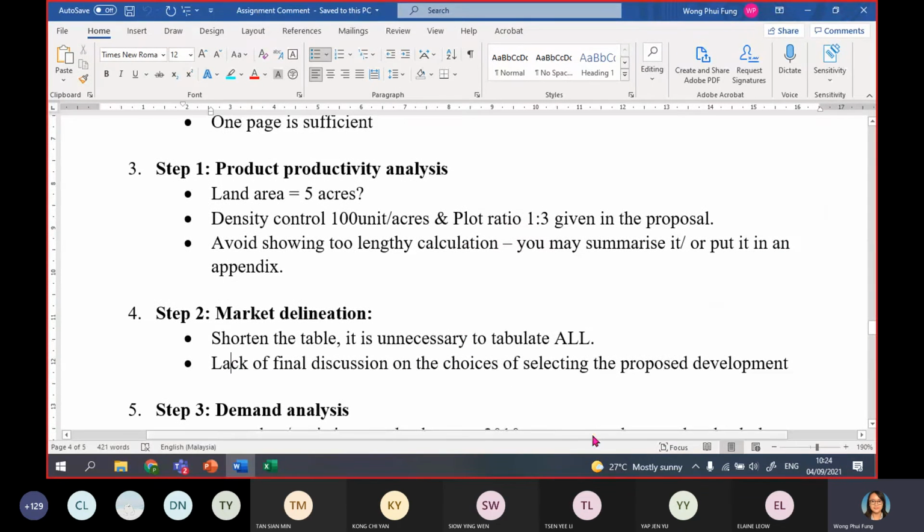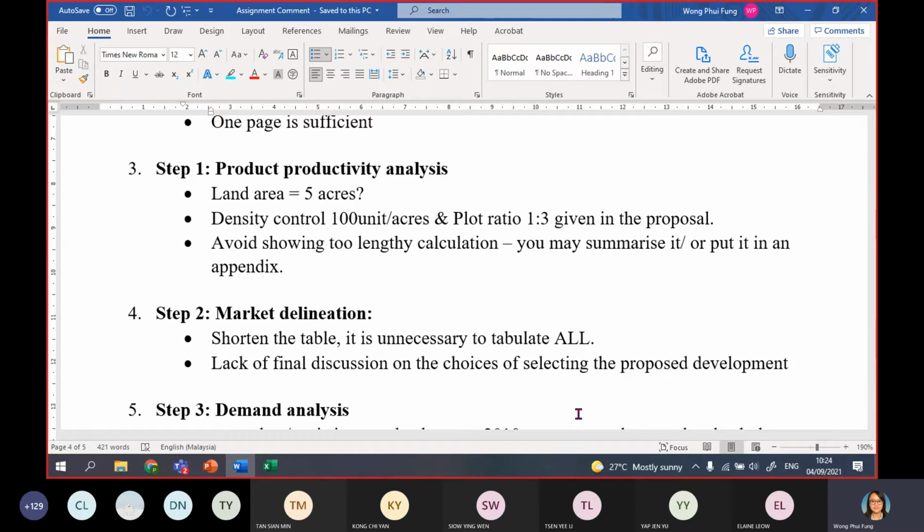Okay, last part, I would think your step 2 lacks one part, a discussion on the choice of selecting the proposed development. Meaning to say that at the end of step 2, it will be best to give one conclusion after you conducted step 2, how it leads you to your proposed development by integrating some of the findings from your step 2. No need so long, a little bit will be sufficient.